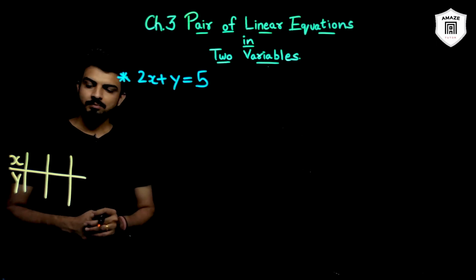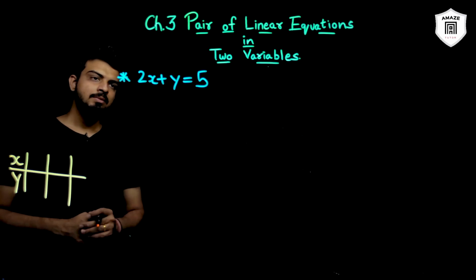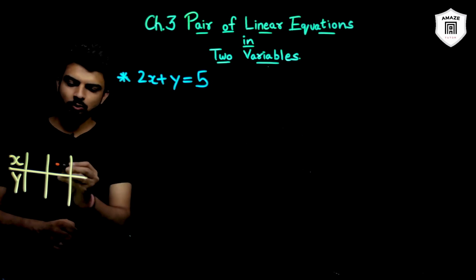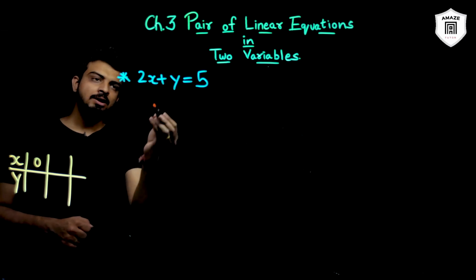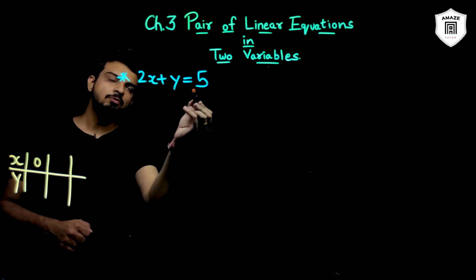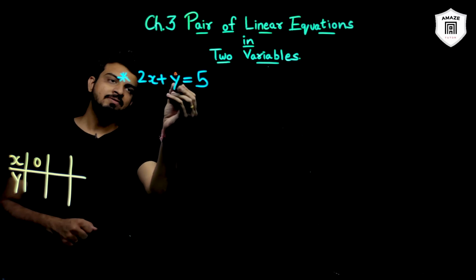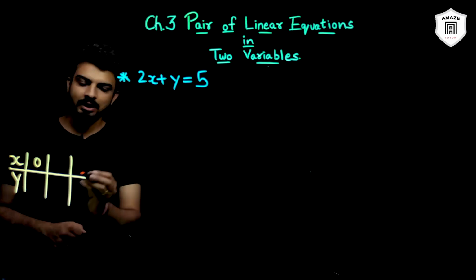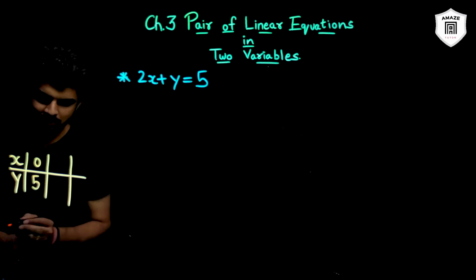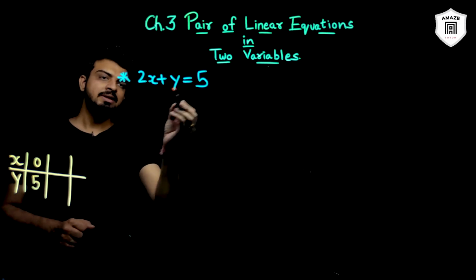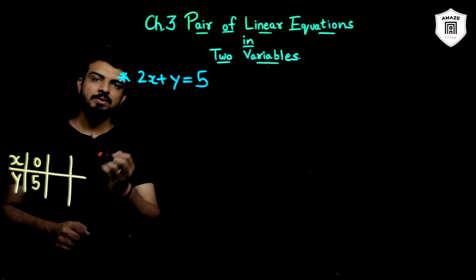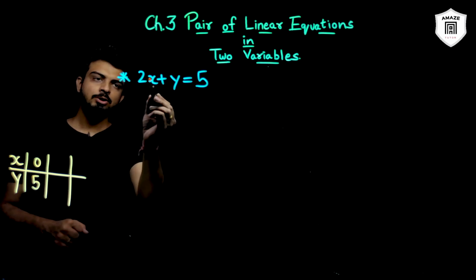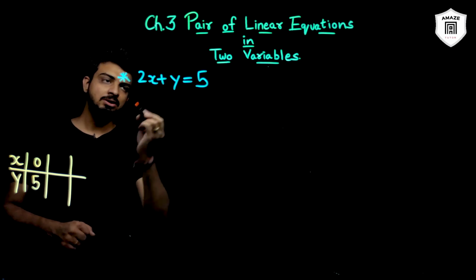and I'm going to write down a few values which are satisfying this equation. So let's say if I'm taking x equals 0, then 2 into 0 is 0. 0 plus what will be equal to 5? 0 plus 5 will be equal to 5, right? So if I take y equals 5, this will satisfy the equation, right? 0 and 5, where x is 0 and y is 5.